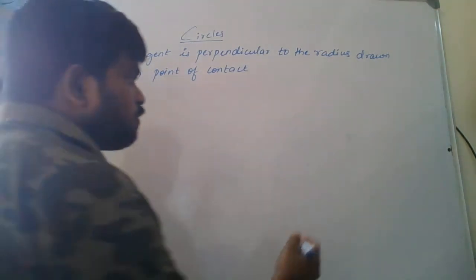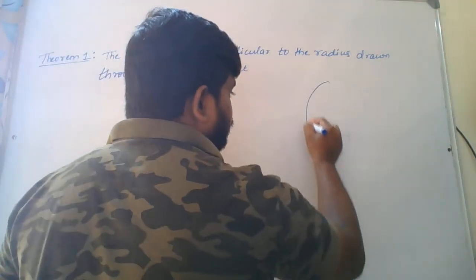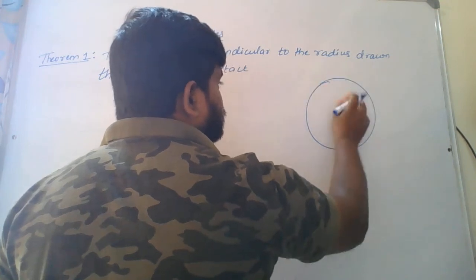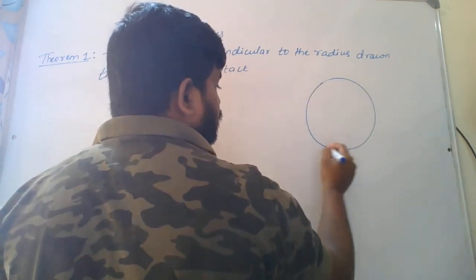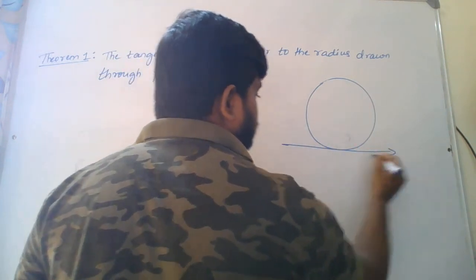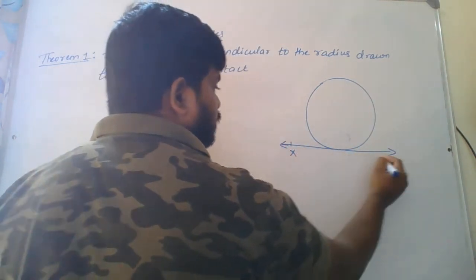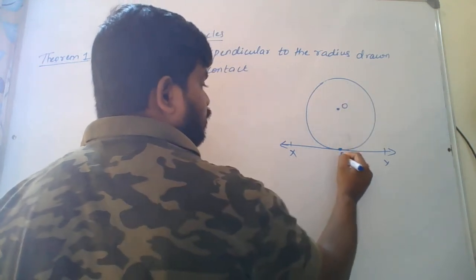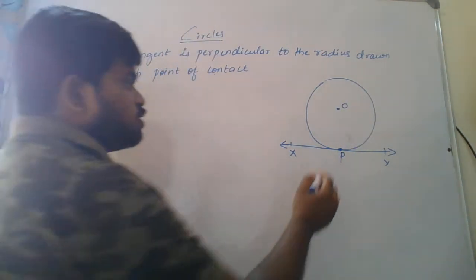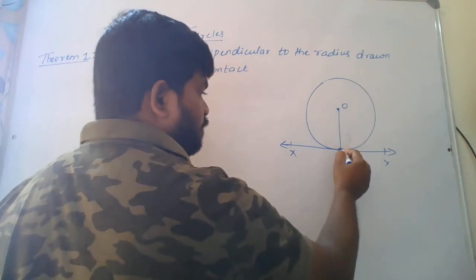Okay. So let's draw the figure. We have a circle. Let's consider a tangent XY, and O is the center of the circle. P is the point of contact, isn't it? Let's join O and P.